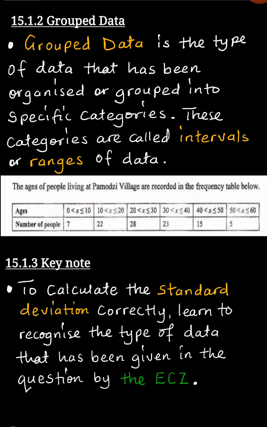At this particular point, I would like you to know that our lesson for today on statistics has come to an end. I'm going to see you again later when we shall learn how to calculate the standard deviation when it comes to ungrouped data.